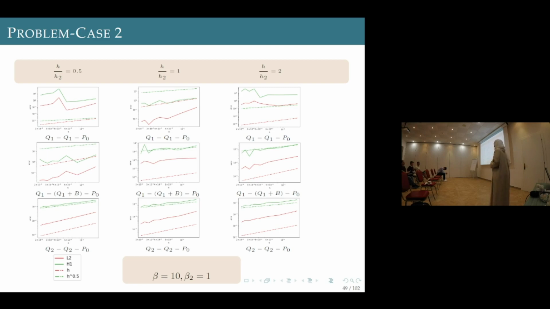This result of the second case suggests that this constraint, that beta 2 minus beta should be strictly positive, can be relaxed a bit, maybe under some conditions on the ratio and how big the difference between beta and beta 2 is. That was the talk of the first part.